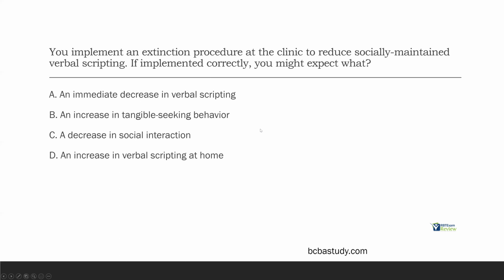C, a decrease in social interaction. Again, we know verbal scripting is socially maintained, but we're not quite sure if this is the only social interaction they have. Again, you have to use the information given. We don't assume, we don't add information. If information isn't there, don't use it. So again, it leaves us with D, an increase in verbal scripting at home.